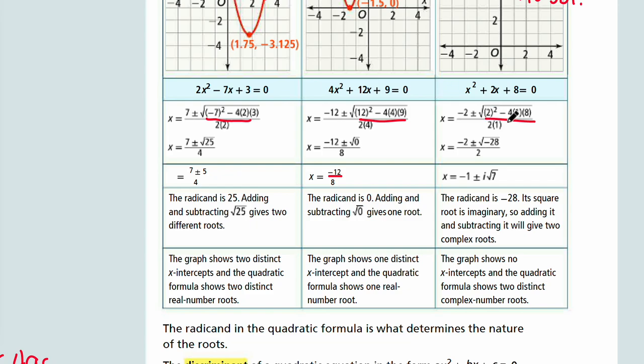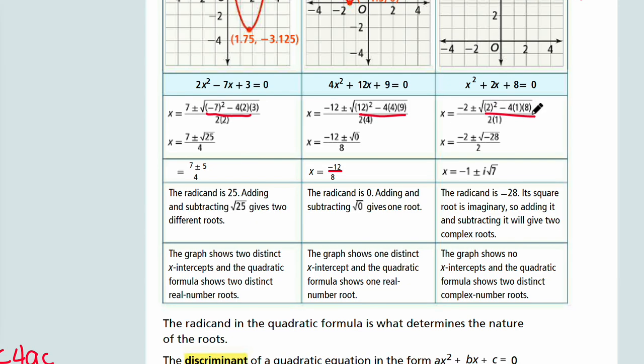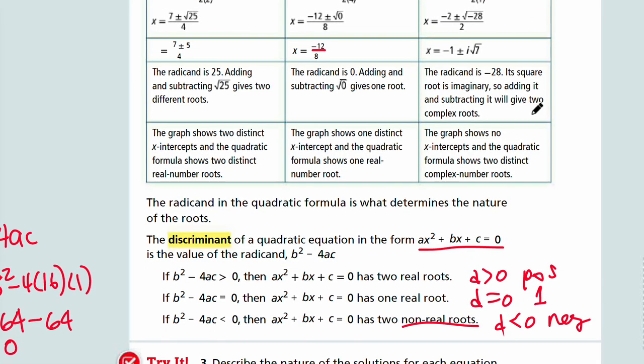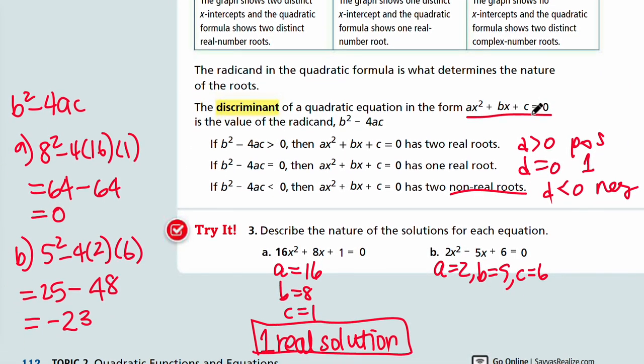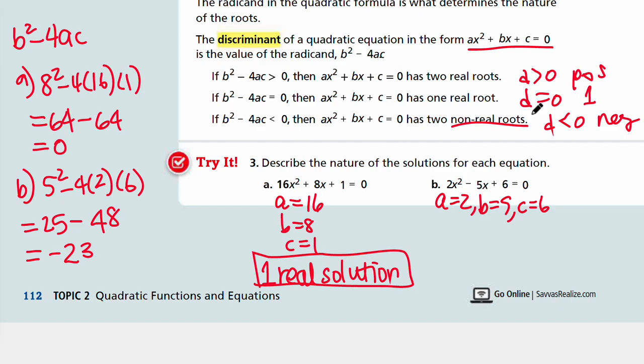So if your discriminant is negative, it means you have a negative inside the square root. That will give you an imaginary number, and that means you will have complex numbers as solutions, which will be described as two non-real solutions.